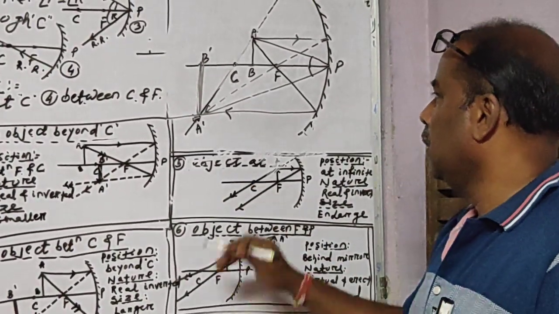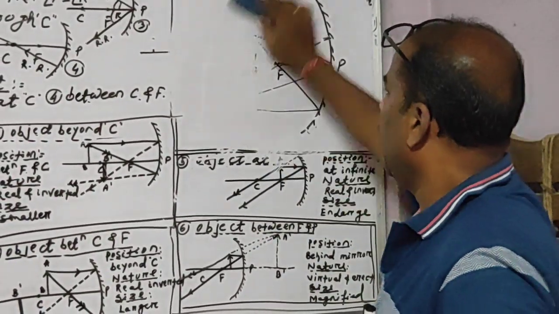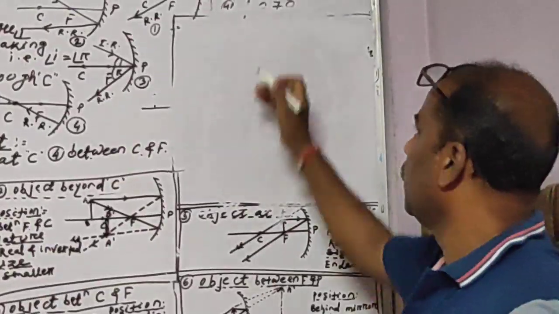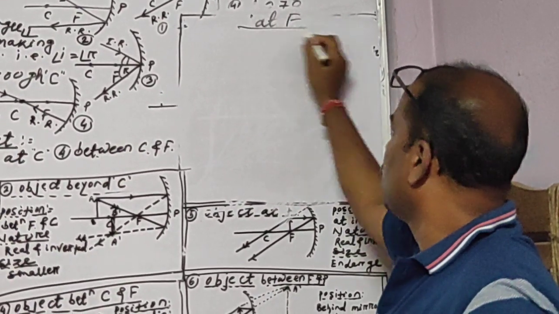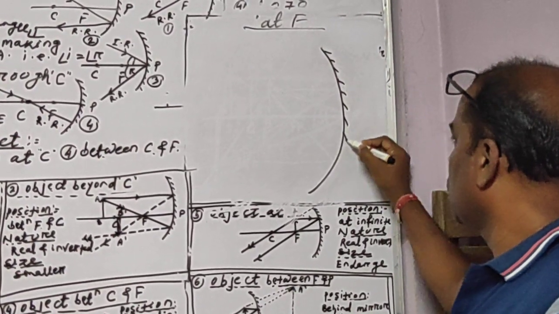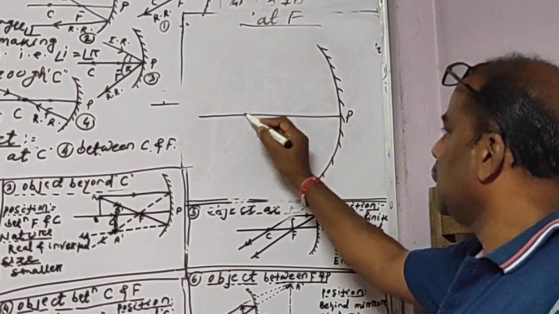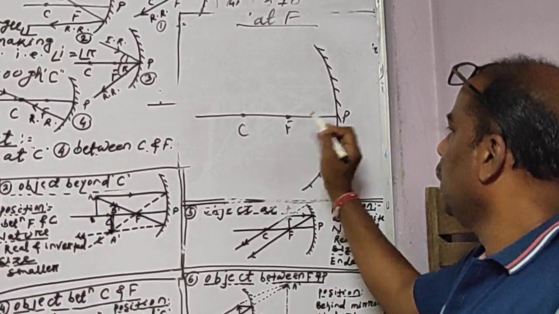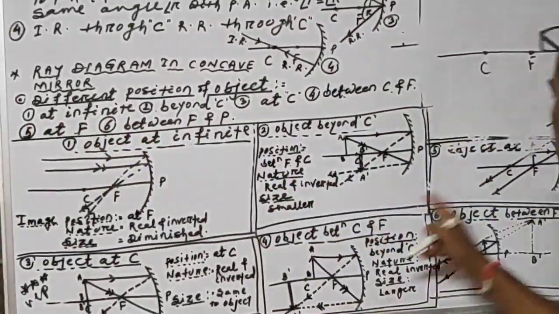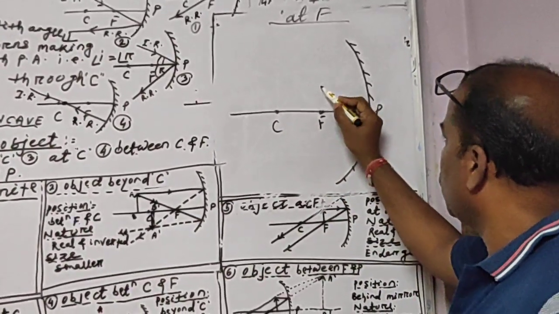Then fifth case. That is, fifth case is what? Object at F. Now object at F. We have to go object at F. At F. So for that also we have to draw the mirror shading. Now principal axis P. This is called C. This is called F. Now where we have to put the object number 5? At F. We have written object at F. So now at F we have to put the object.